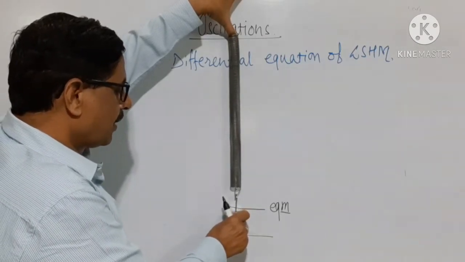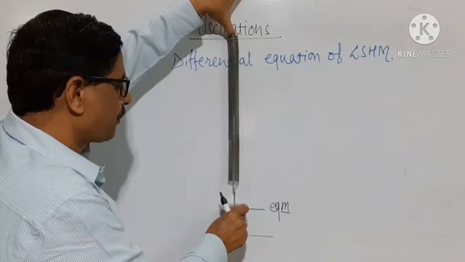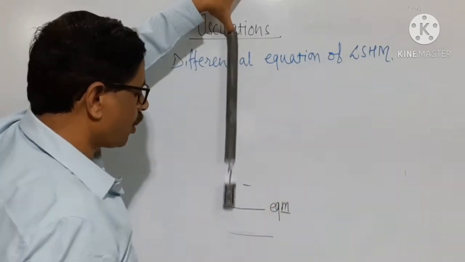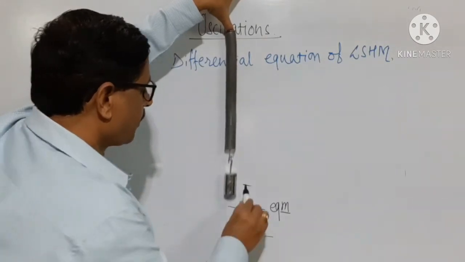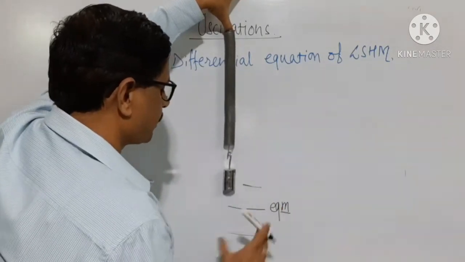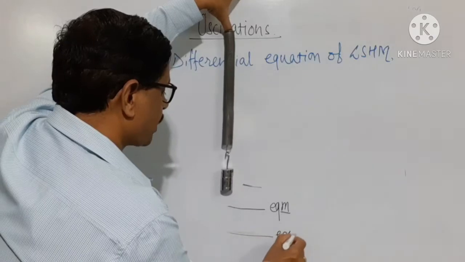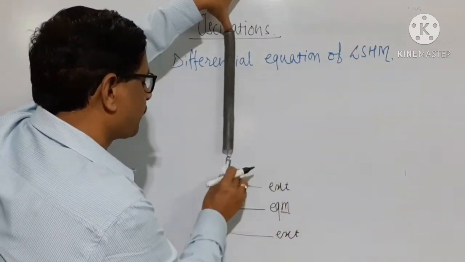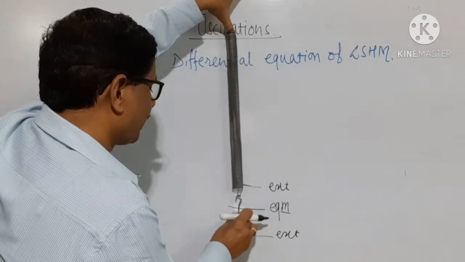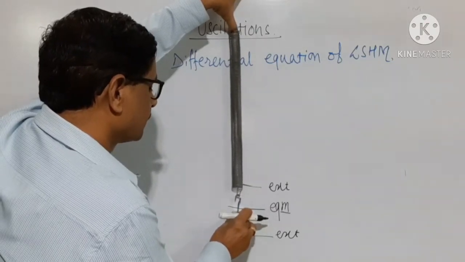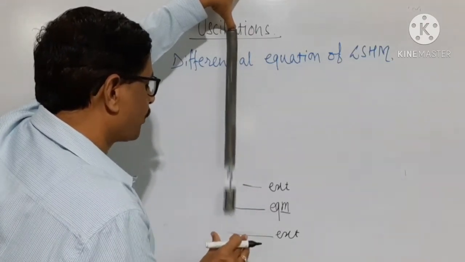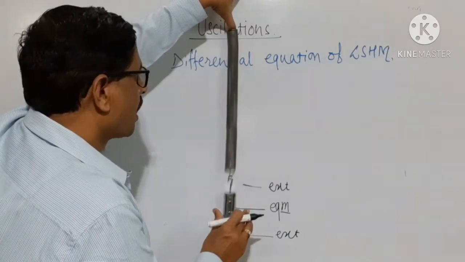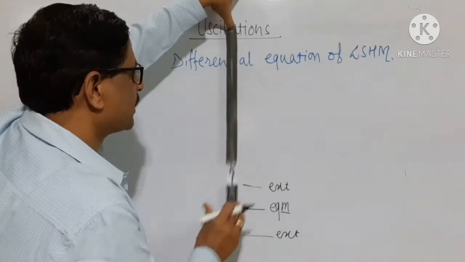Then, if it is released, you will see that the spring will oscillate between these two extremes. This is one extreme and this will be the other extreme, and the oscillation will be damped. It will come to an end after some time. This is about how the spiral spring oscillates.